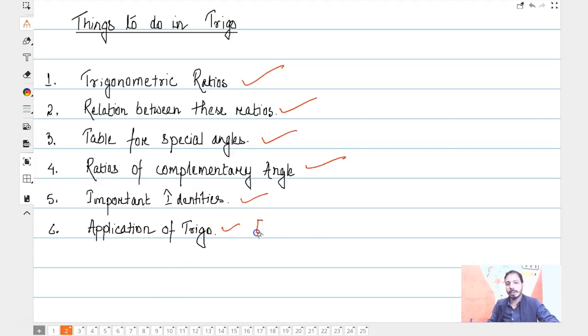Basically we need to find the height type of questions, right? Where we will be given particular instances, conditions or situations where you need to find out the height. So let's see, guys, what these things are. I am considering that at least you know what these ratios are, so I will not take much time explaining these things. I will consider that you know these things.